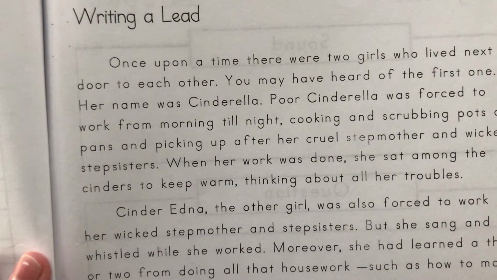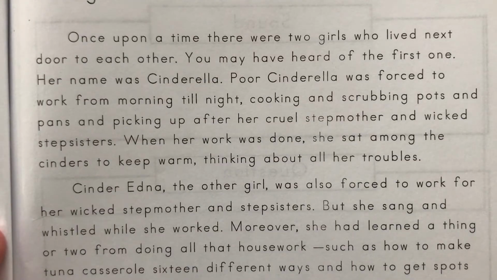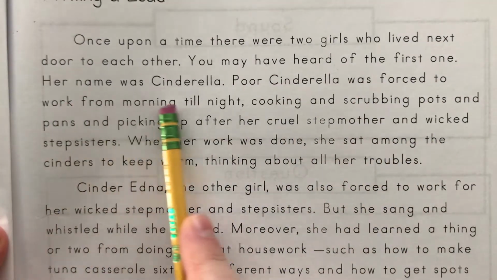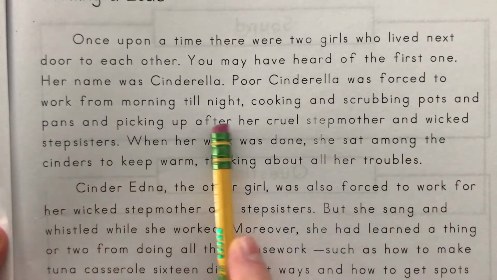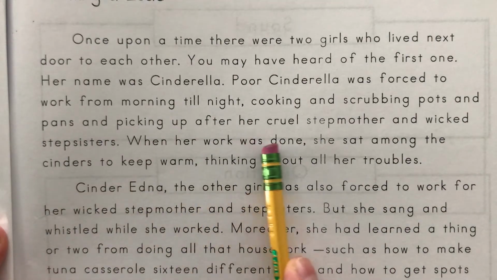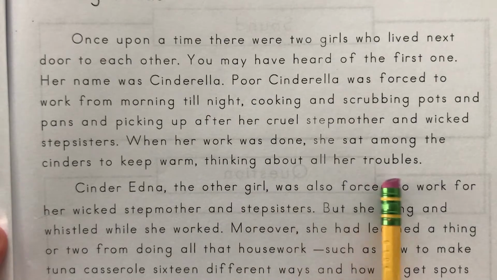Once upon a time, there were two girls who lived next door to each other. You may have heard of the first one. Her name was Cinderella. Poor Cinderella was forced to work from morning till night, cooking and scrubbing pots and pans and picking up after her cruel stepmother and wicked stepsisters. When her work was done, she sat among the cinders to keep warm, thinking about all her troubles.